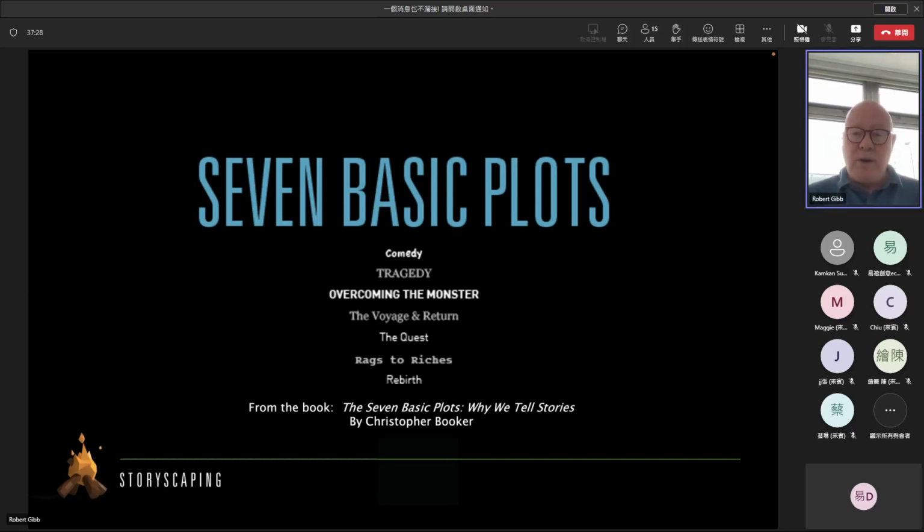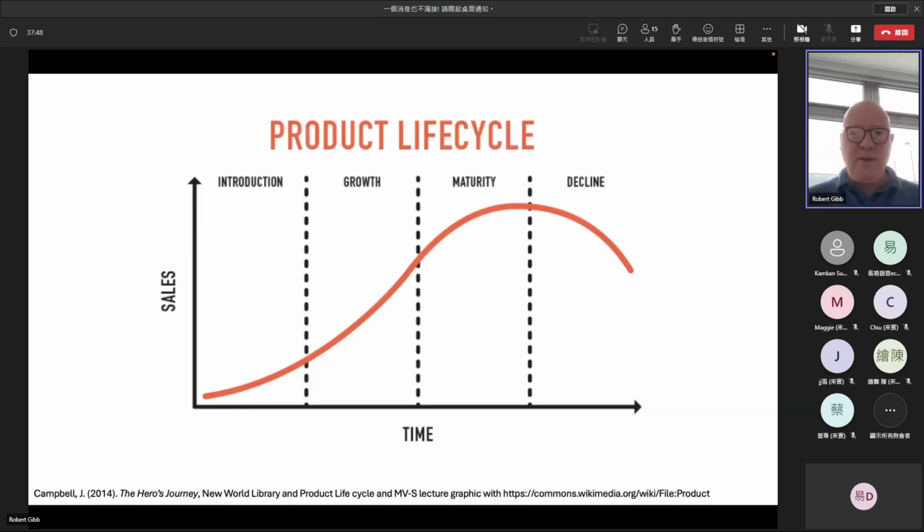You could look at the work I'm going to give you from a comedic point of view, a tragedy point of view, possibly overcoming the monster, the voyage and return, quests, rags to riches, rebirths. These are basically from the book, Seven Basic Plots by Christopher Booker. So, Booker, not Brooker. Have a look at these and see if they're useful.